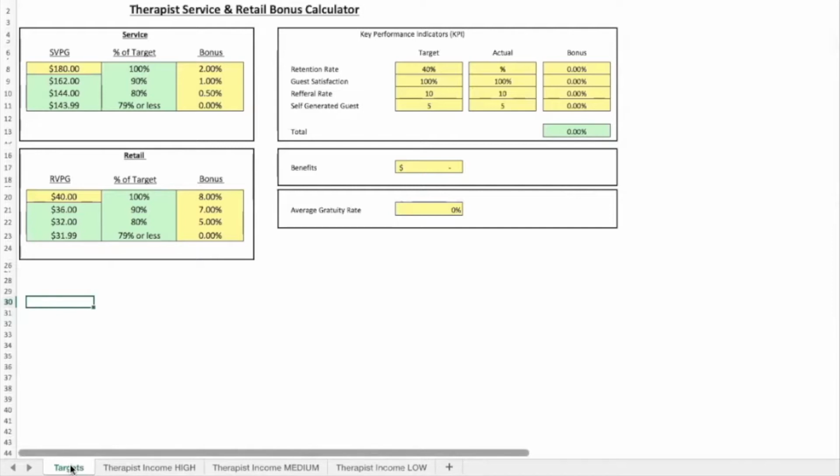They have the targets, where we set all of our parameters, and then you have the income high, income medium, and income low. So let's say, for example, we want our VPG, our volume per guest for treatments, to be $180, right? And for reaching the highest level, we're going to, let's say, pay them 2% commission or bonus. For 162, which is 90% of the target, we're going to give them a 1% override. And then for 144 VPG, we're going to give them a 0.5%.